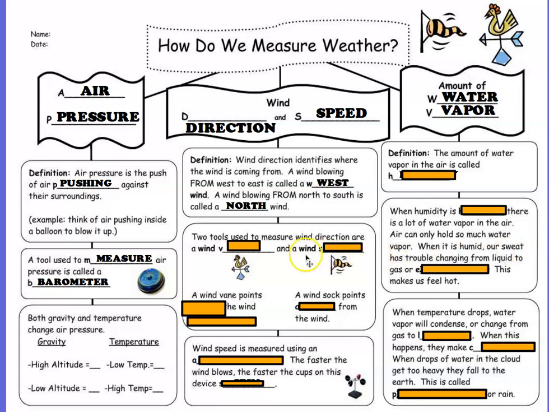Two tools used to measure the wind are the wind vane, which we've already talked about, and, you probably see these at airports, I know we can see one right outside of my classroom at the Smoketown Airport, a wind sock. The wind vane points into the direction of the wind, and a wind sock points away from the wind. Wind speed is measured using a tool called an anemometer. The faster the wind blows, the faster the cups on the device will spin and gives you an accurate reading of how fast the wind is blowing in your area.